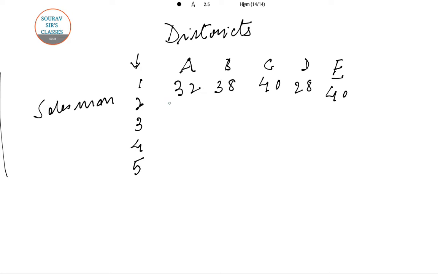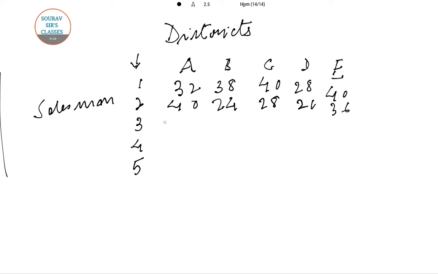Then we have the second salesman for the second part. The second salesman sells 40 products in district A, 24 in B, 28 in C, 21 in D, and 36.